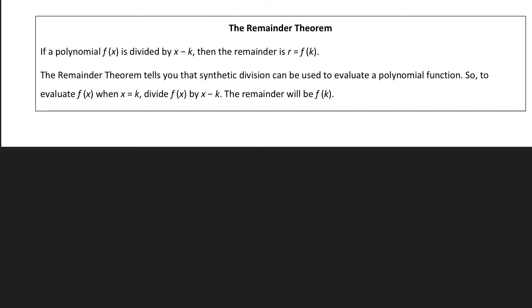So what the remainder theorem says is if we take a polynomial and divide it by a linear factor like x minus a number, then the remainder is actually whatever we plugged in to our synthetic division. So if I had x minus 3, it's like plugging in 3. So the remainder tells us that synthetic division can be used to evaluate polynomial functions.